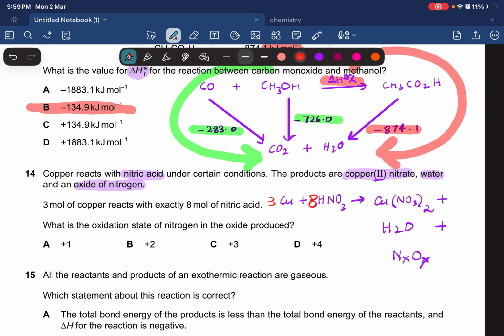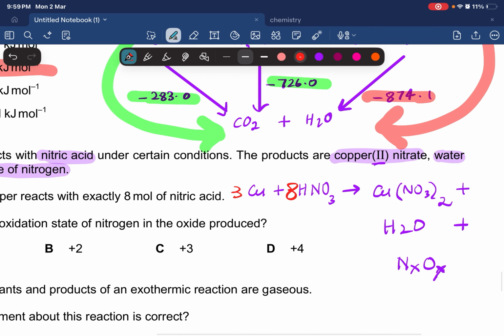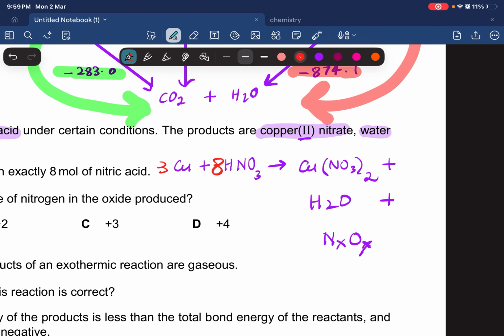What is the oxidation state of nitrogen in the oxide produced? First, we have to figure out the oxide. For that, we have to look at the products. First things first, to balance the equation, we put a 3 over here and a 4 over here. Now we have 3 times 2, 6 nitrogens on this side and 8 on this side. So I need 2 nitrogens on this side.